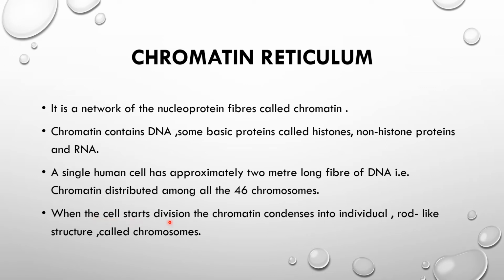When the cell starts division, the chromatin condenses into individual rod-like structures called chromosomes. Because we are discussing the interphase nucleus, meaning when the cell is not undergoing cell division, at that time there is a network of chromatin, but when the cell starts division, that chromatin becomes short and condensed to form the structure known as chromosomes. So chromosomes we will discuss separately, and till now we have discussed the nucleus.